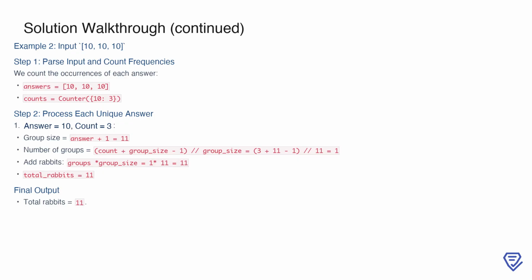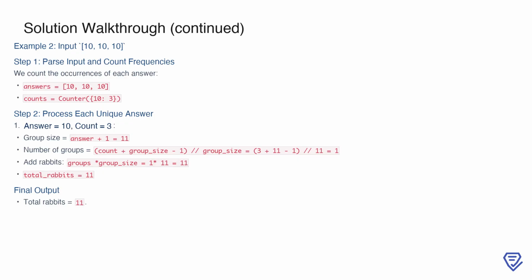Next, we process this unique answer. For 10, the group size is answer plus 1, which equals 11. With 3 rabbits reporting this answer, we calculate the number of groups as (count + group_size - 1) / group_size. Substituting the values, this becomes (3 + 11 - 1) / 11, which simplifies to 1 group.